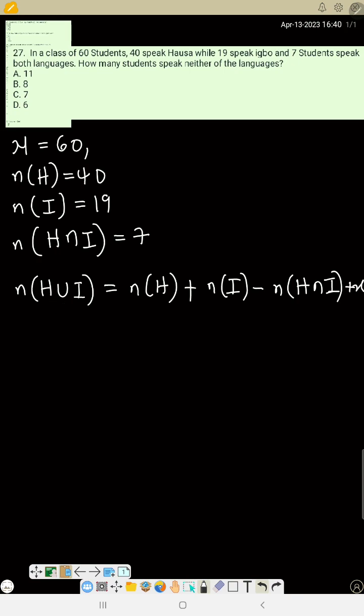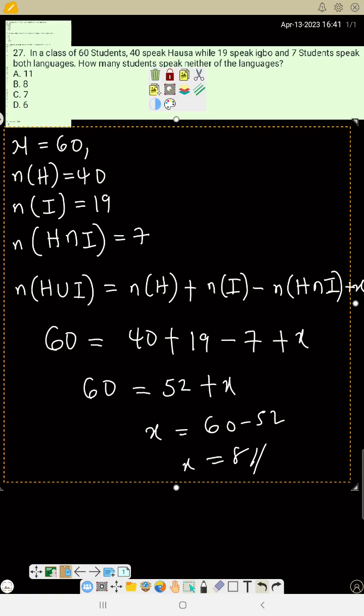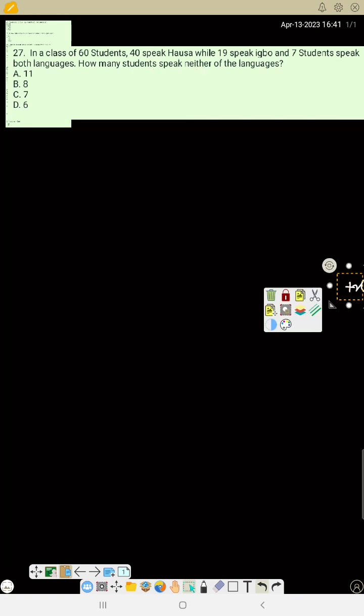What is the value of number of union? That is universal. This 60 is equal to number of Hausa 40 plus number of Igbo 19 minus number of both 7 plus x. So 60 is equal to 40 plus 19 minus 7, so that is 52 plus x. So x is equal to 60 minus 52. x is 8. So that is if you don't want to draw the diagram. So that is it. So let's move to 28.